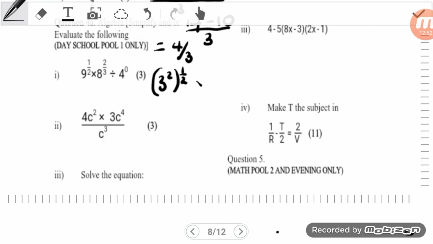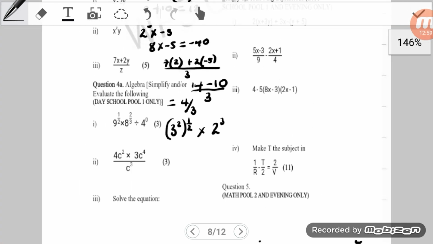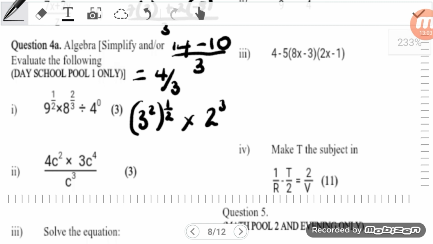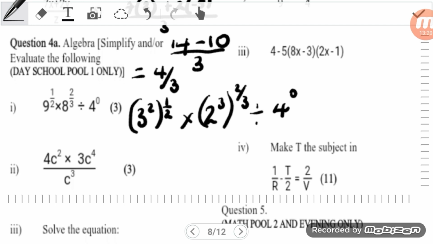All right, multiplied by 8 is now 2 cubed, which we earlier stated here that 2 cubed is actually 8. So 2 cubed is 8, and that now is raised to the power of 2/3. And then we all know that anytime you raise a quantity to the power of 0, the result is 1. But let's just write back the 4 to the 0 here and see what happens.